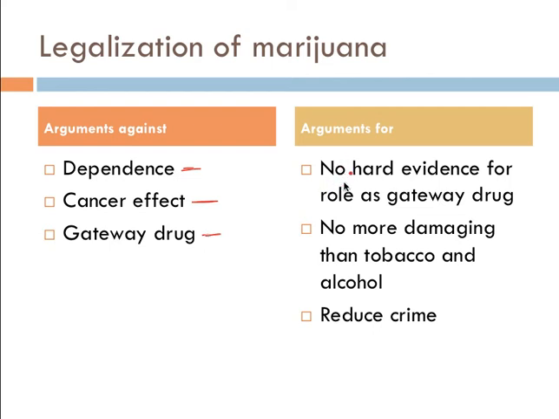Arguments for legalizing marijuana. There's no hard evidence for its role as a gateway drug. So these are contradictory, really. Some people would argue that it is no more damaging than tobacco or alcohol. And they argue that it would actually reduce crime by making it legal and forcing it into more controlled situations as opposed to the illegal drug industry, buying it off the street.